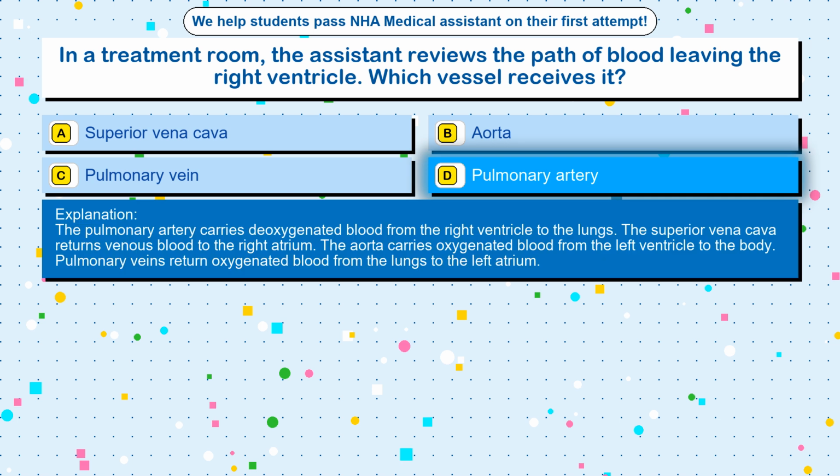The pulmonary artery carries deoxygenated blood from the right ventricle to the lungs. The superior vena cava returns venous blood to the right atrium. The aorta carries oxygenated blood from the left ventricle to the body. Pulmonary veins return oxygenated blood from the lungs to the left atrium.